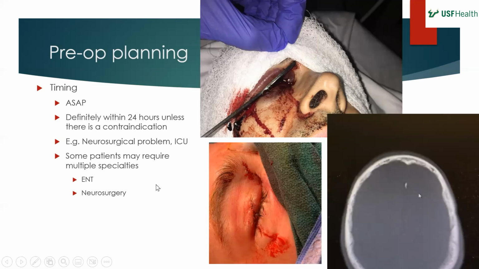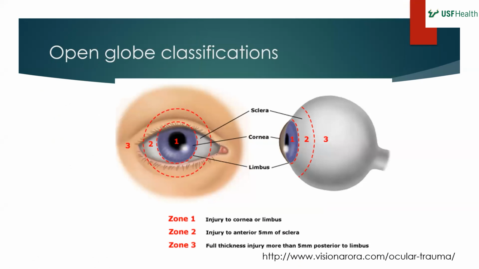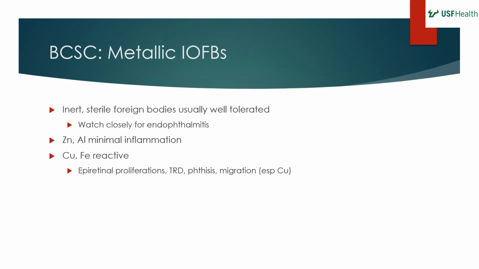He has NLP, but so remember for your OKAPs and boards, the open globe classifications. The cornea or limbus is zone 1, then up to 5 millimeters posterior of the limbus in the anterior sclera is zone 2, and then full thickness posterior to 5 millimeters from the limbus is zone 3.